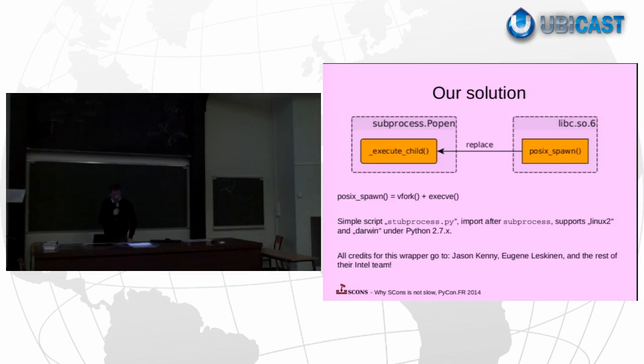The advantage of this is that the fork is out of the way. As you can see here, posix_spawn will do a vfork, which is much more lightweight than the default fork, and will then do an execve. And with this, we have this memory copying, this memory page table copying, out of the way, and we get much faster results.